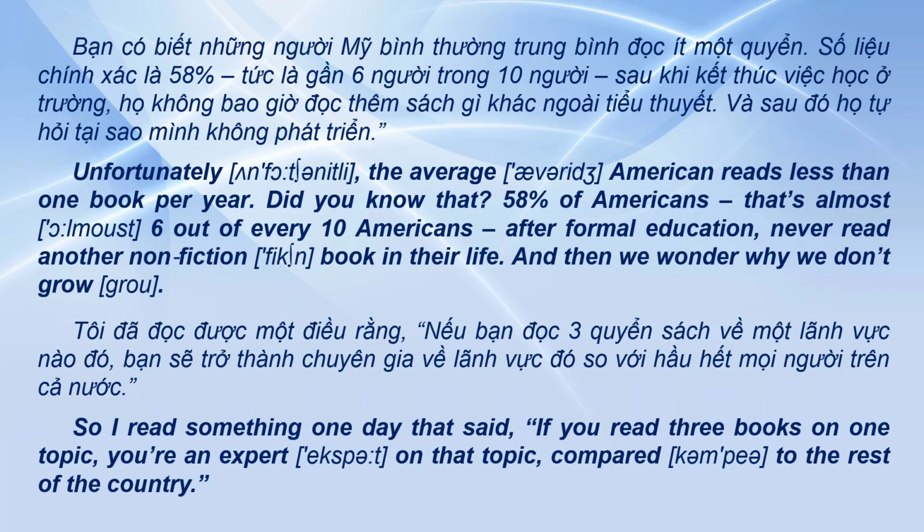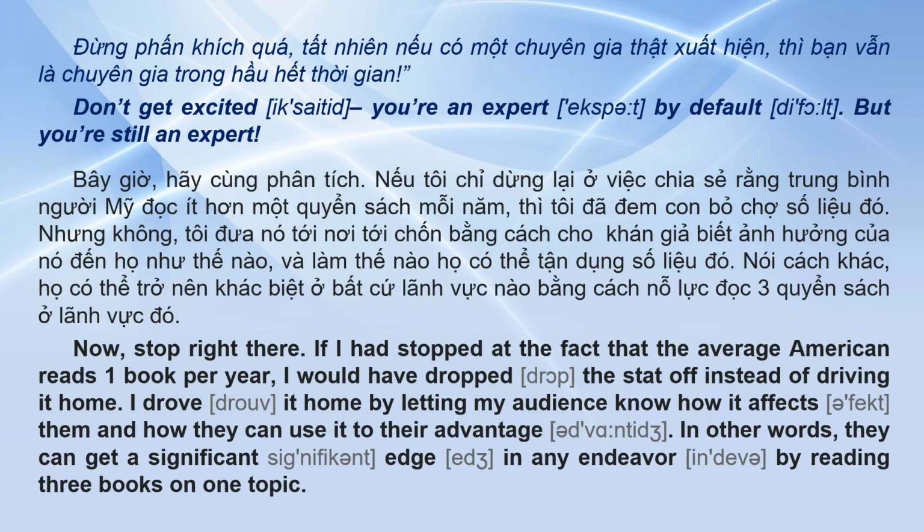So I read something one day that said if you read 3 books on one topic, you're an expert compared to the rest of the country on that topic. Don't get excited. You're an expert by default. But you're still an expert. Now stop right there. If I had stopped at the fact that the average American reads 1 book per year, I would have dropped the stat off instead of driving it home.